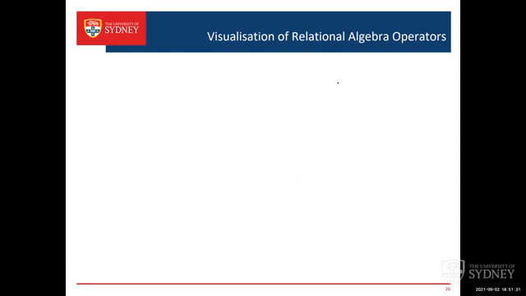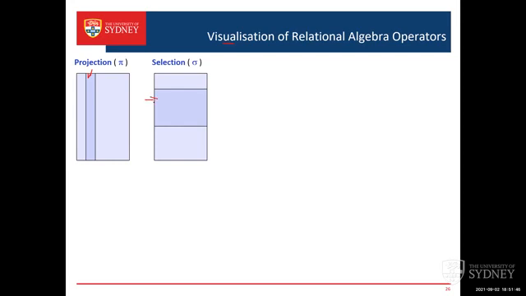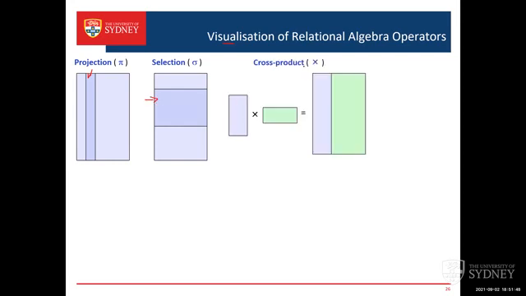Okay, so these are all the operators we are going to learn in relational algebra. Here is just a visualization of who works on what. If you remember, projection works on columns, right? Selection works on rows. Cross product: if we cross two things, everything will be combined and we'll get a bigger table. So if I have m number of rows here and n number of rows here, we are going to get m times n number of rows.